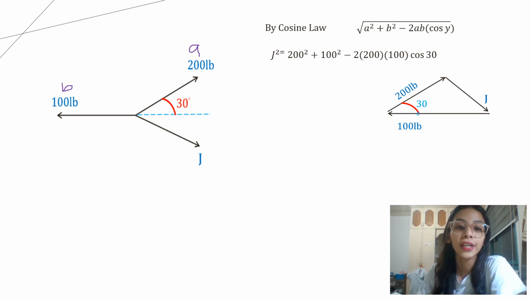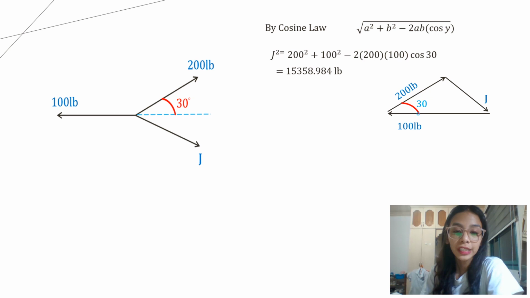So we have here to find the value of J. So J squared is equal to 200 squared plus 100 squared minus 2 times, input the A, which is our 200, times 200 and times 100, our B, times cosine of the angle, and that is equal to 15,358.984 pounds.